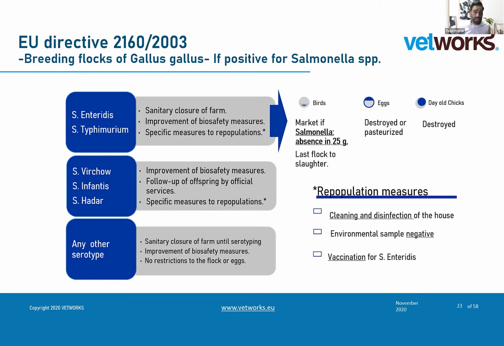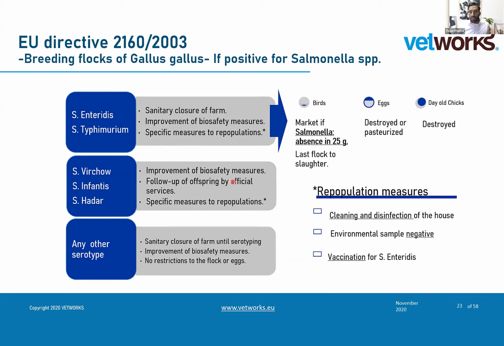So, for instance, breeder flocks, if they are positive for Enteritidis or Typhimurium, the birds are marketed, which means that they are slaughtered logistically at the end of the slaughter day. And at the end of that slaughter, if we have Salmonella absence in 25 grams of the meat, it can be sold, otherwise the meat has to be destroyed. On the eggs, if we have a flock that is positive for Enteritidis or Typhimurium in breeders, they are destroyed or pasteurized. Usually they are pasteurized, so it's a heat treatment. And the day-old chicks are destroyed.